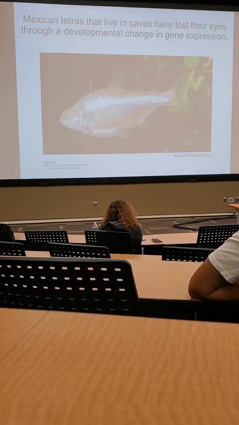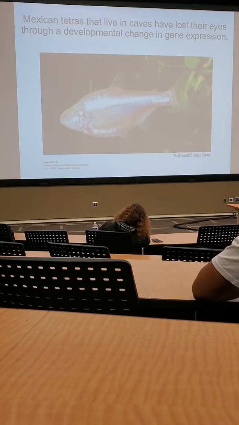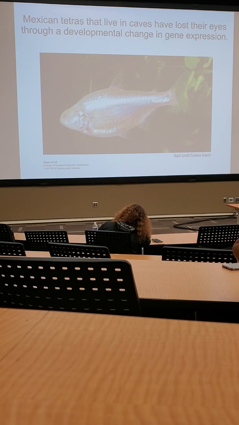So we saw this yesterday in discussion. You also read an article about it. Mexican tetras. This is a story about all of these things. It's a story about evolution. It's a story about genetics. It's a story about epigenetics and gene expression. So these animals live in a cave. They lack eyes, right? You can't really see it.